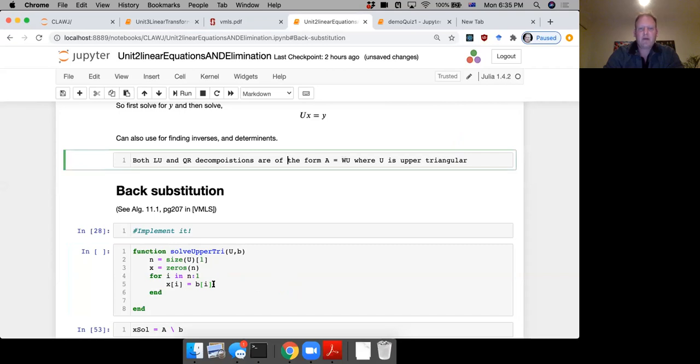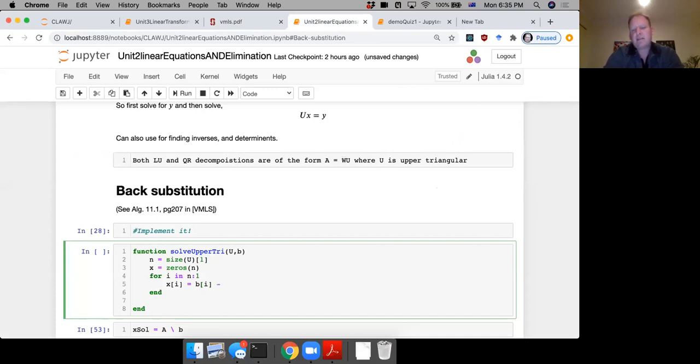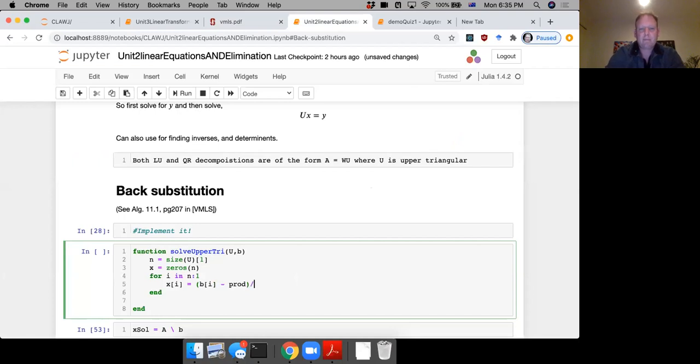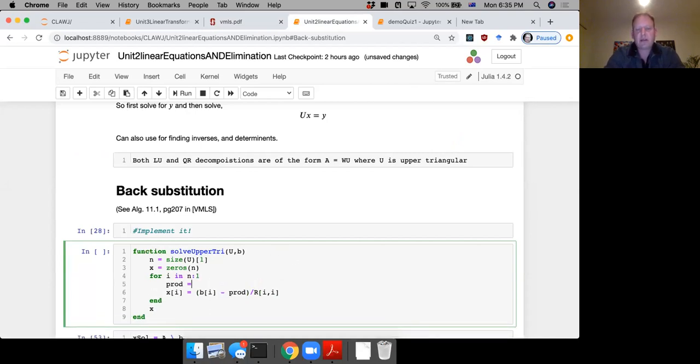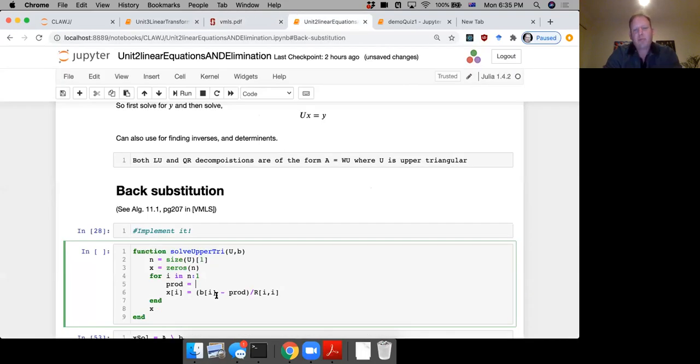Okay, so what we're going to do is we're going to say xi is bi minus, let's just call this the product, which we'll compute one row below before that, divided by, just like said here, R_ii. And in the end, we're going to return the vector x. So what we need to do is we now want to compute this product. We know about inner product, so let's just treat it as an inner product of two things.